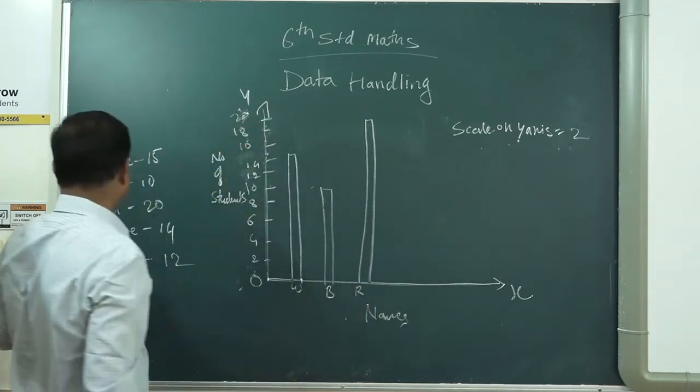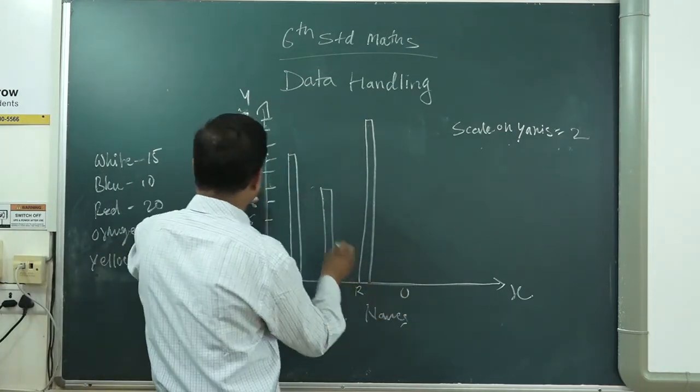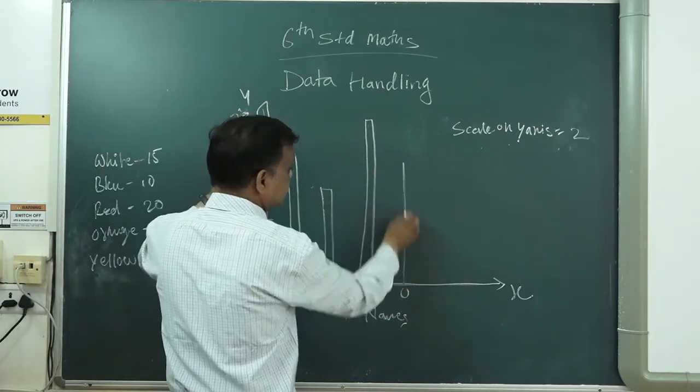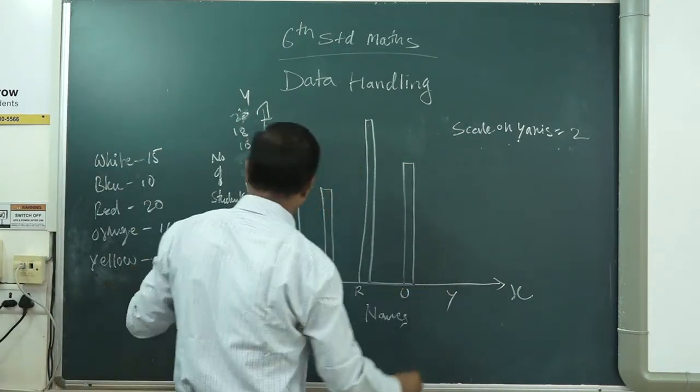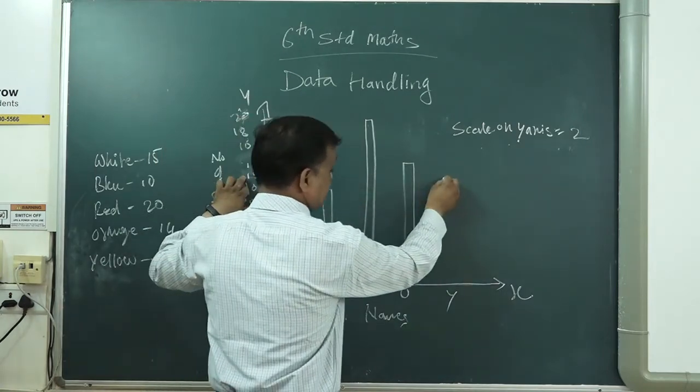Next is orange, 14. We have orange 14. Next is yellow, 12, and for yellow we have a 12 here. We have to draw one rectangle here.